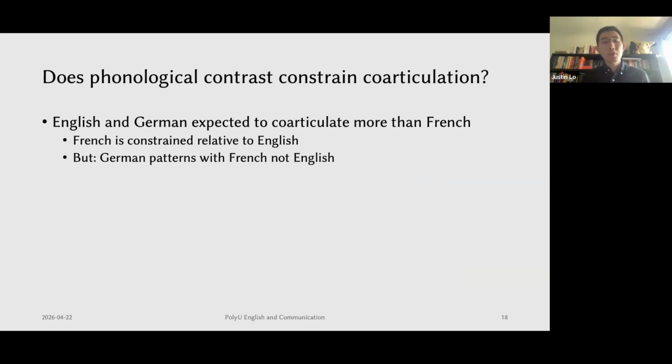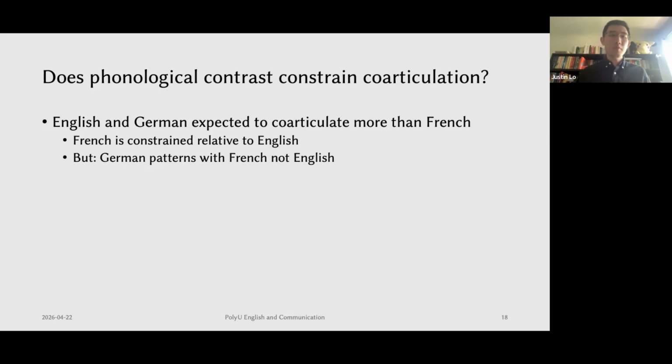So if we come back to the question, does a phonological contrast constrain co-articulation? With English and German, we expected them to be more co-articulatory than French. What we found is that French is constrained relative to English, but German isn't patterning the same way as we expected. German patterns more with French and not with English. That makes us wonder whether, because French has the nasal vowel and oral vowel contrast, the presence of that contrast has a constraining effect, but the absence of it doesn't.